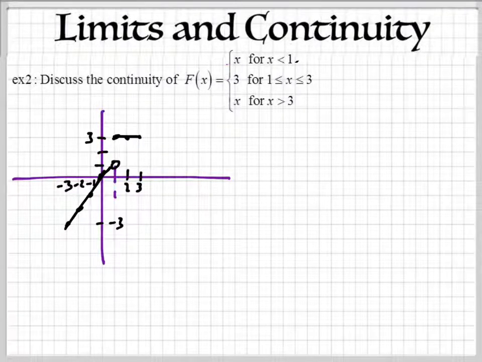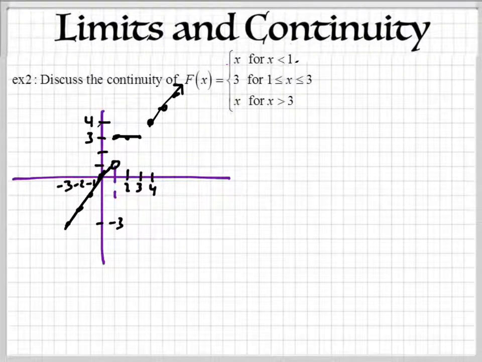Okay, now after we get past 3, we go to 4. We're back to this other function. And so when we plug in 4, we're going to get 4. So we go back up here, put a dot there, and then we plug in 5, we're going to get that. We plug in 6, we're going to get that. And so our graph looks like that.